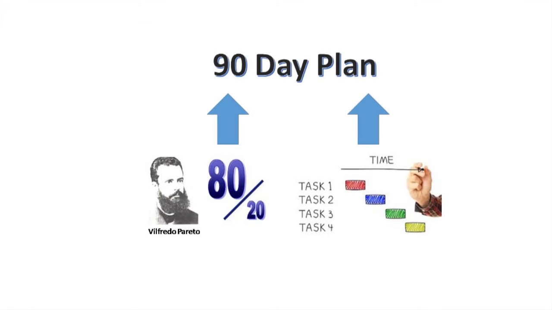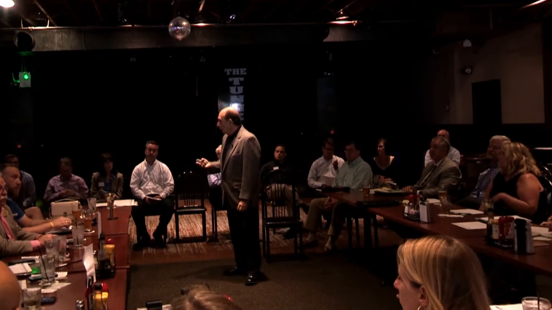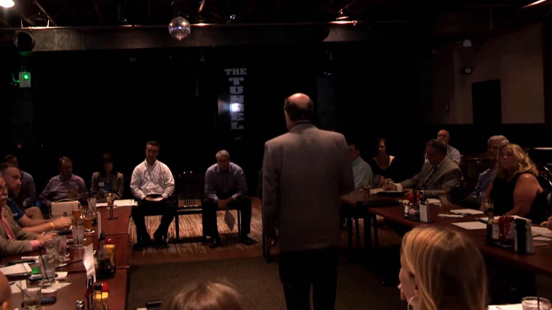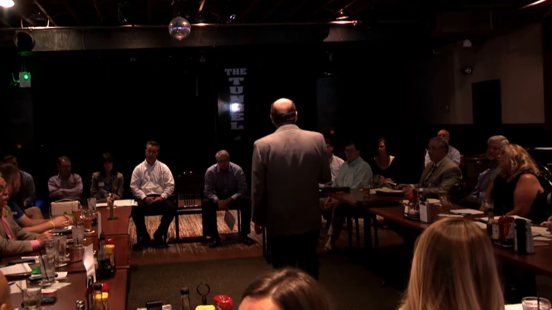So what could this look like? A 90-day plan, to make it reasonable to do and effective, uses two things. One is the Pareto principle, the 80-20 rule. What's the 20% of your customers that make up 80% of your sales? What's the 20% of your inventory that makes up 80% of your costs? What's the 20% of your employees that make up 80% of your aggravation? Right? What's the 20% of the reason codes that you have poor customer service?